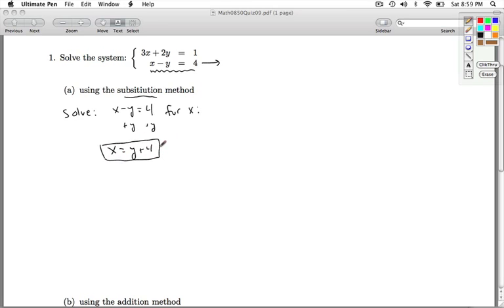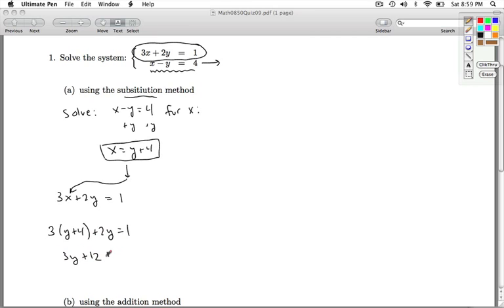Now that I have x equals y plus 4, I substitute this back into the equation I didn't use, which would be this one. So 3x plus 2y equals 1. I substitute x as y plus 4. So I get 3y plus 12 plus 2y is 1. Combine the like terms, I get 5y plus 12 equals 1.